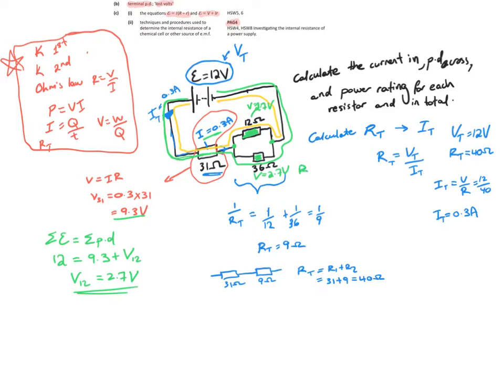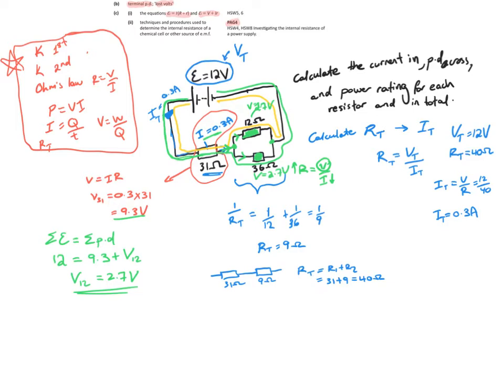But since I know R is V over I, and potential difference is the same for both of them, if I increase the resistance, that means current drops. So I should get a smaller current for the 36 ohm resistor than the 12 ohm resistor. And I also know from Kirchhoff's first law that as soon as current enters this junction, it should split. So 0.3 amps would split in different portions, depending on the resistance of each path.